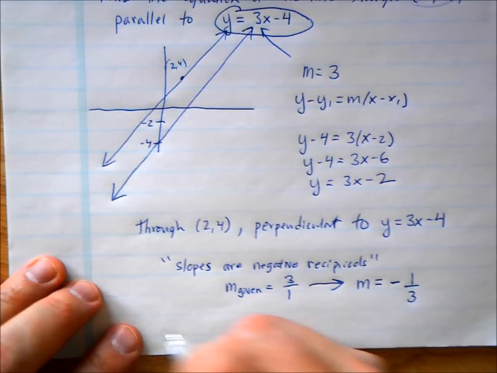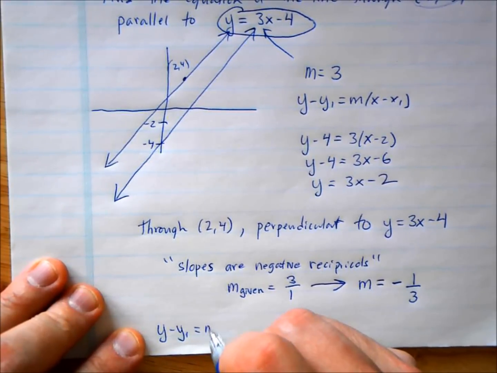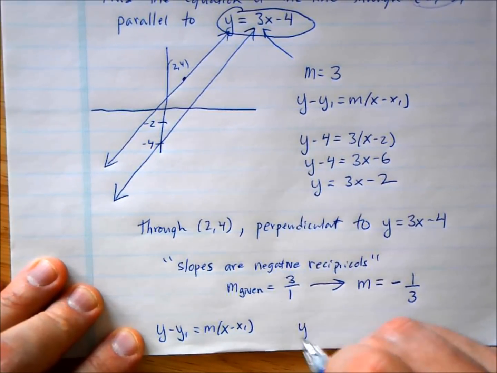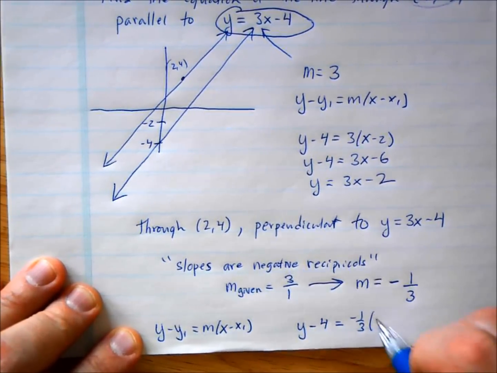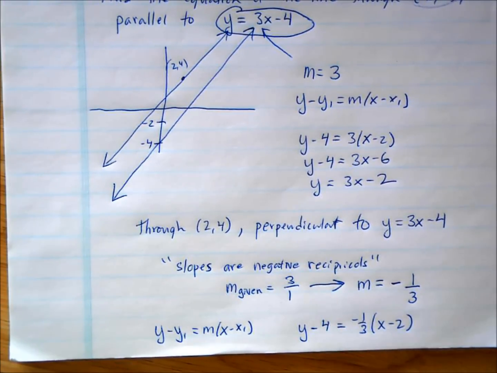All right, once again, I prefer for this problem y minus y1 equals m times x minus x1. So my answer would be y minus 4 equals negative 1/3 times x minus 2. And I would not simplify this time because I have my fraction here as a slope. I wouldn't bother simplifying.